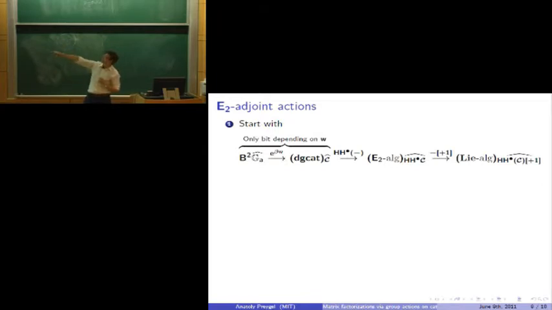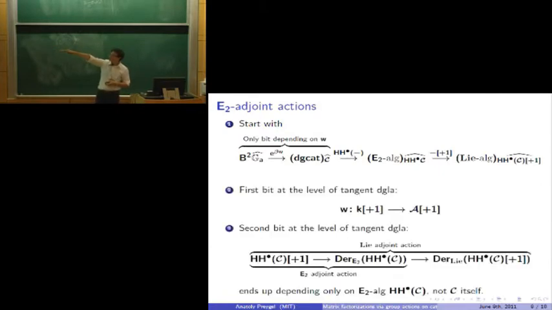And the first observation is this is the only place that depended on our superpotential. So I can split up this question into two halves. And so the first bit at the level of tangent DG Lie algebras is just a map like that. And if you recall what our Hochschild complex looks like, this is pretty obvious what it is in that case.